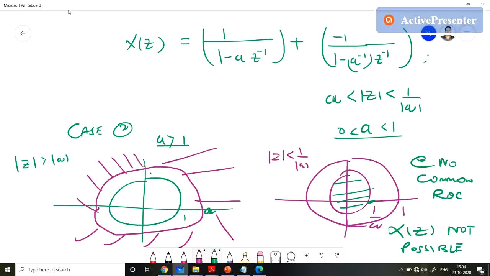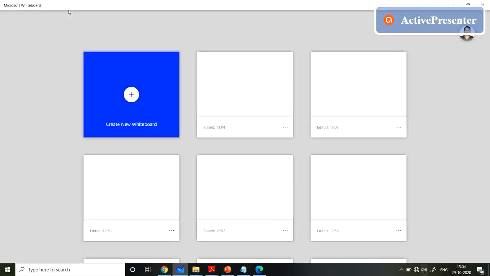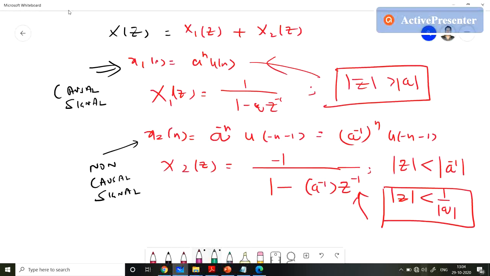So let us summarize again this course problem, because this problem is very interesting. We have X(z) equals X1(z) plus X2(z), and x1[n] equals a^n u[n], and its z-transform is 1 divided by 1 minus a z inverse, and the ROC is modulus of z greater than modulus of a. So we have another signal.